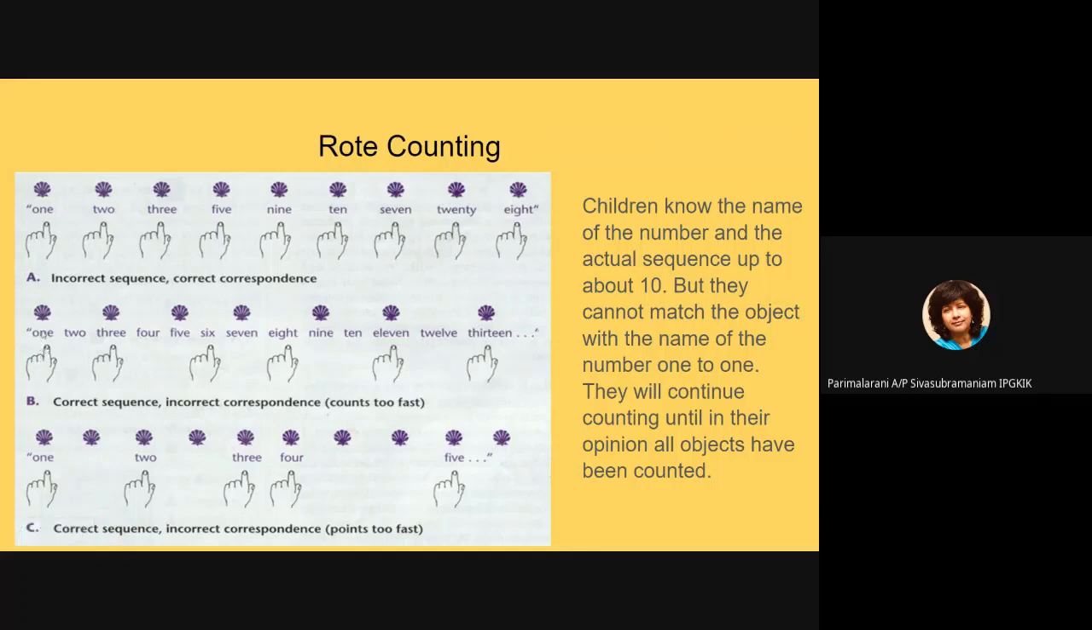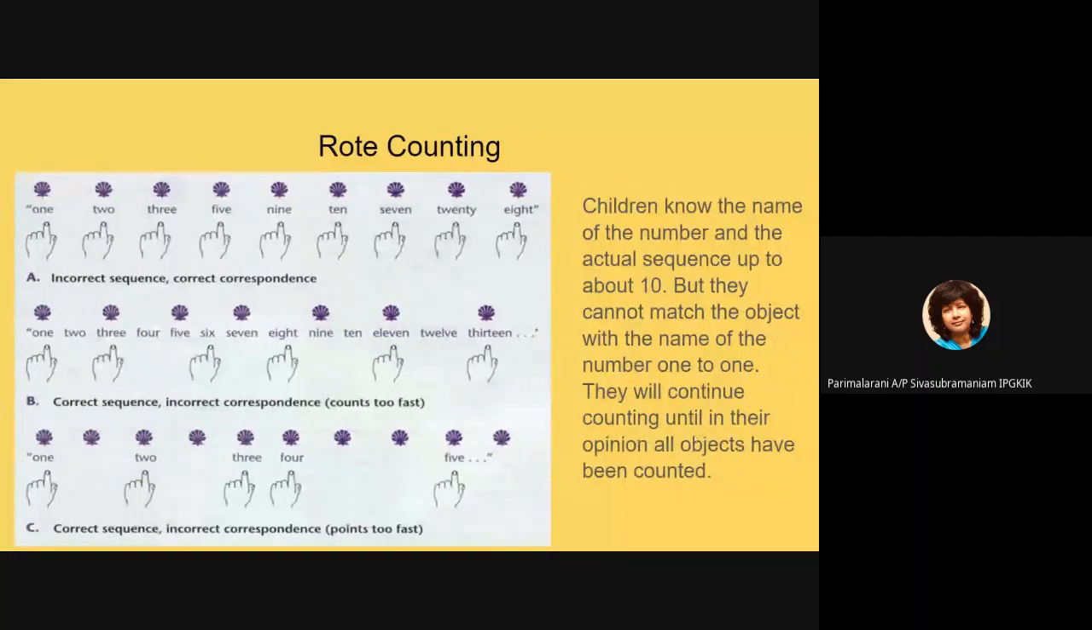Okay, so when the child points at number 1 and says 1, by the time they reach the second object they have already said the number name 3. So they cannot match 1 to 1. In the third figure, the child also cannot match 1 to 1. This time the child is pointing too fast and counting, saying the names slowly, so he's not matching 1 to 1.